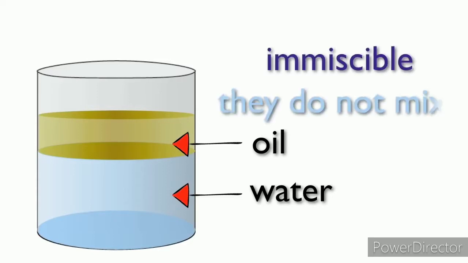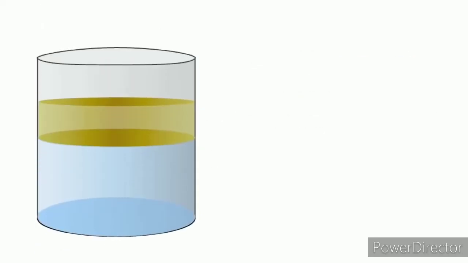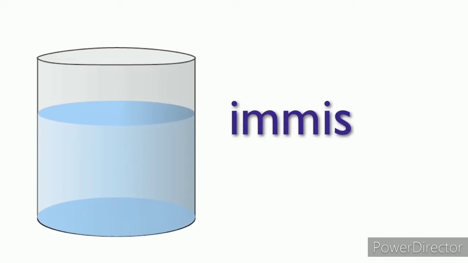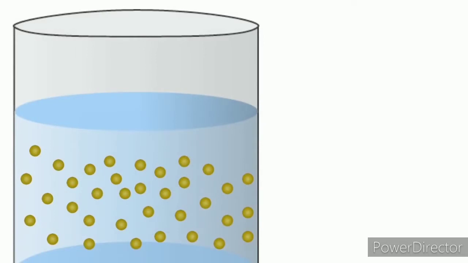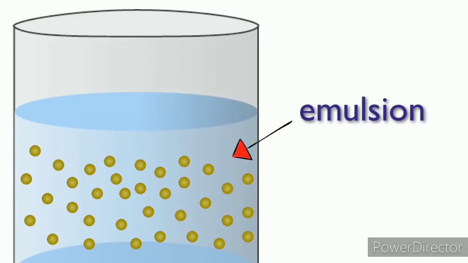In other words, I would say they do not mix together. Shake for a while. Even after shaking, you can see that it is in an immiscible condition only, not in a mixed condition. So if you take oil and water and mix them together, you are actually going to get an emulsion.